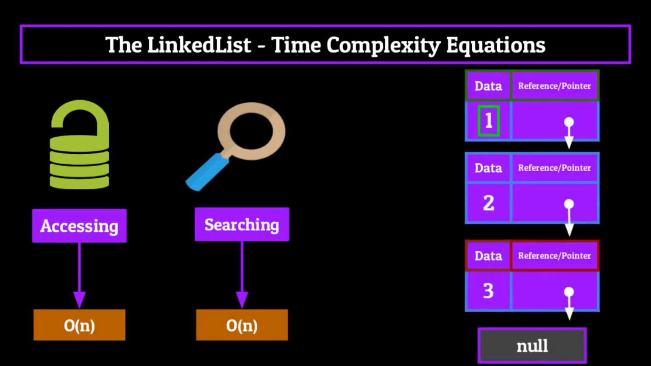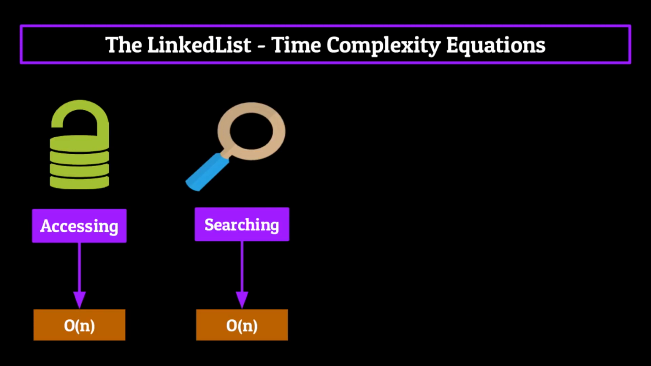We check a node, and if it's not the one that we want, we use that node's pointer to take us to the next node and check that one. We do this for every node until we either find the node containing the value we want, or get to a node which points towards null, indicating that we've reached the end of the linked list and that the value we're searching for just isn't contained within that particular linked list.